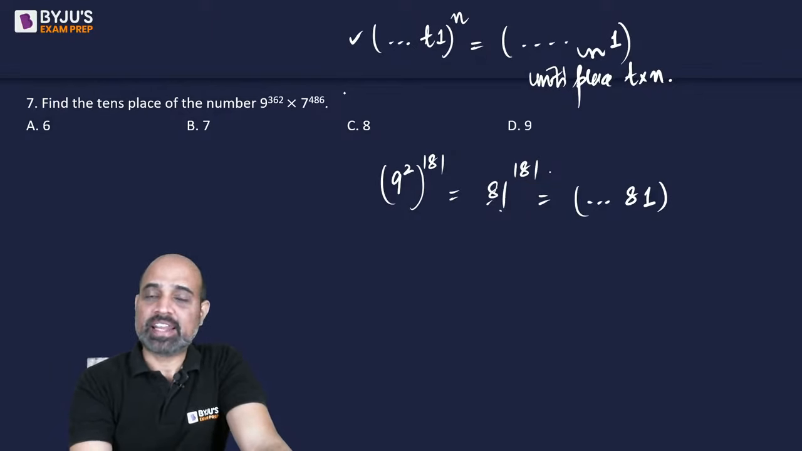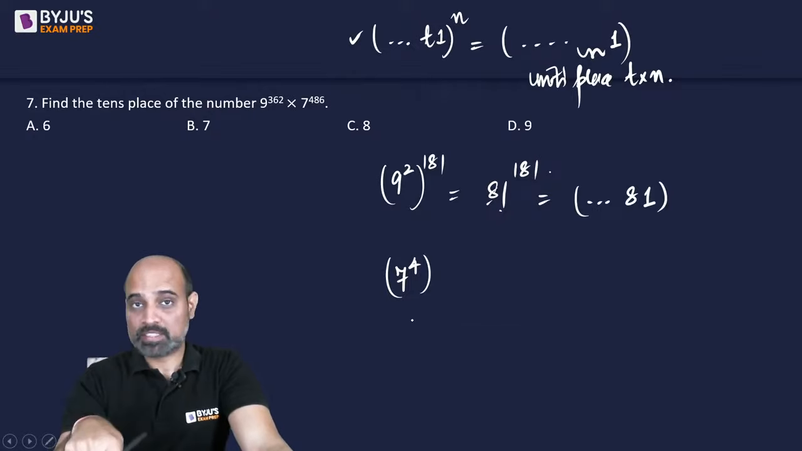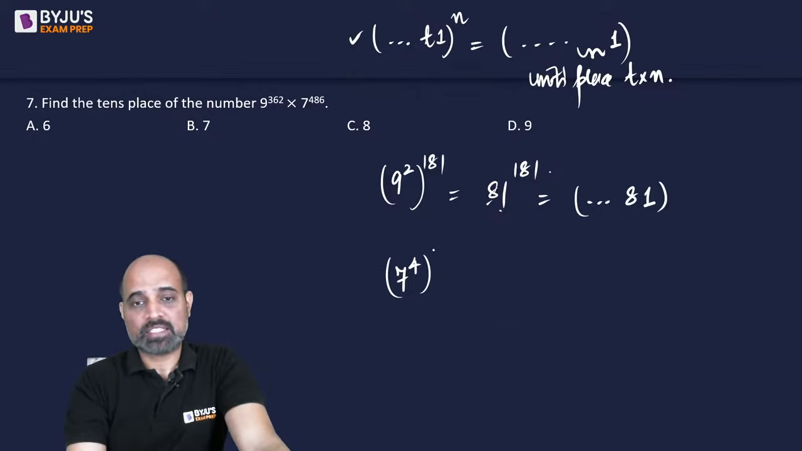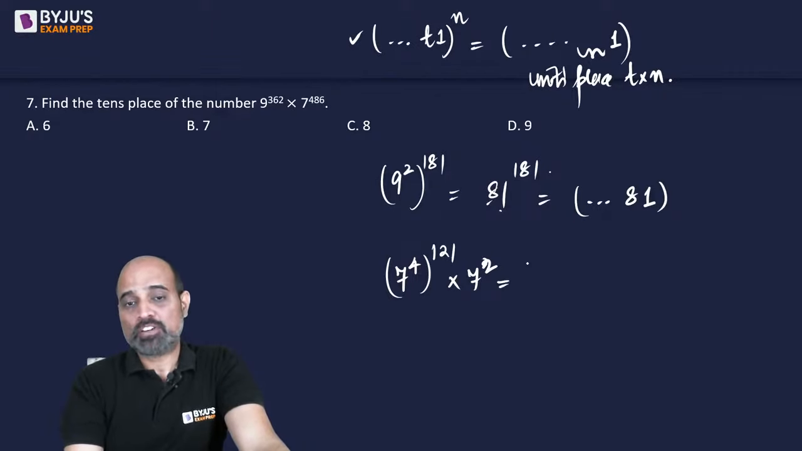Let's check the next one. 7 to the power 486, which can be written as 7 to the power 4. Why 4? Because 7 to the power 4 ends in 1. Once I do that, this is going to give me 121, and then we will be left with 7 square as well. 4 into 121 is 484 plus 2, 486. So 7 to the power 4 is 2401. So the last two digits are 01 to the power 121 into 49.